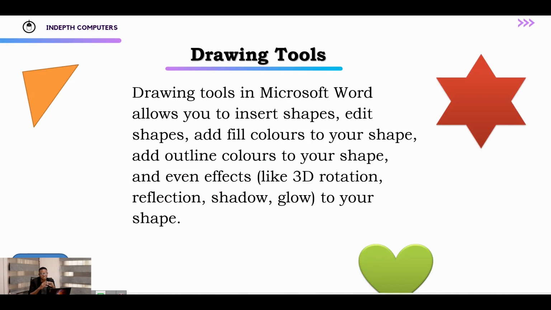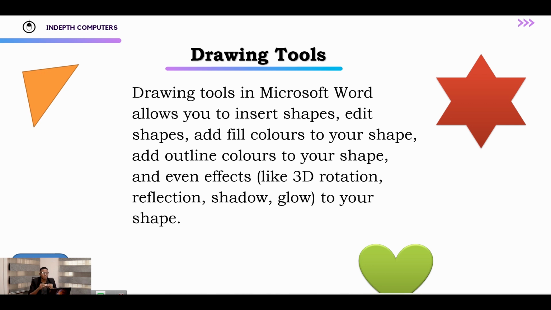Before we go into the practical session, there's something I need to explain to us. Now, there's a function in our word processor, which is Microsoft Word, that is called drawing tools. Now, drawing tools in Microsoft Word allows you to insert shapes, edit the shapes, and fill colors to your shape. So after drawing your shape, you can add colors to your shape. You can resize it. You can adjust it or format it to any way you want it, anyhow you want it. You can actually do all of that using the drawing tool function.